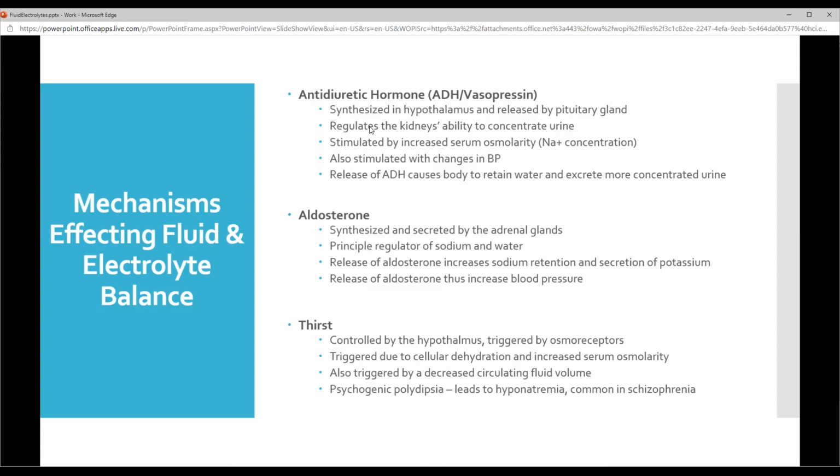Psych patients, this may come up in mental health. Psych patients, those on antipsychotics and those with schizophrenia can develop a condition called psychogenic polydipsia. For whatever reason, they just drink water incessantly and become, because of it, water intoxicated. It can cause them to have a lot of electrolyte issues. If you've ever worked in a psych ward or you've seen patients like this.